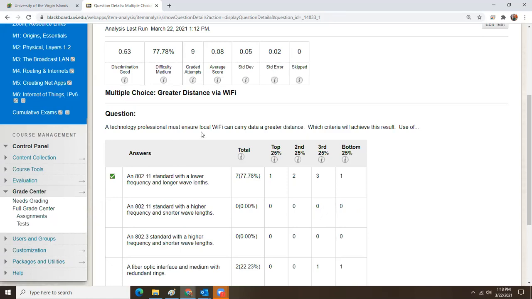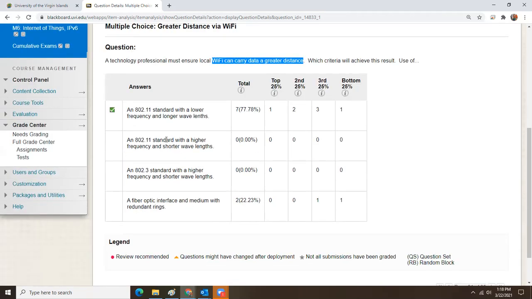A technology professional must ensure local Wi-Fi can carry data a greater distance. So this time we're talking about greater distance as opposed to a higher data rate. If we want Wi-Fi to carry a greater distance, which criteria will achieve this result? And most everyone selected the correct answer. An 802.11 standard with a lower frequency and longer wavelengths is the correct answer.